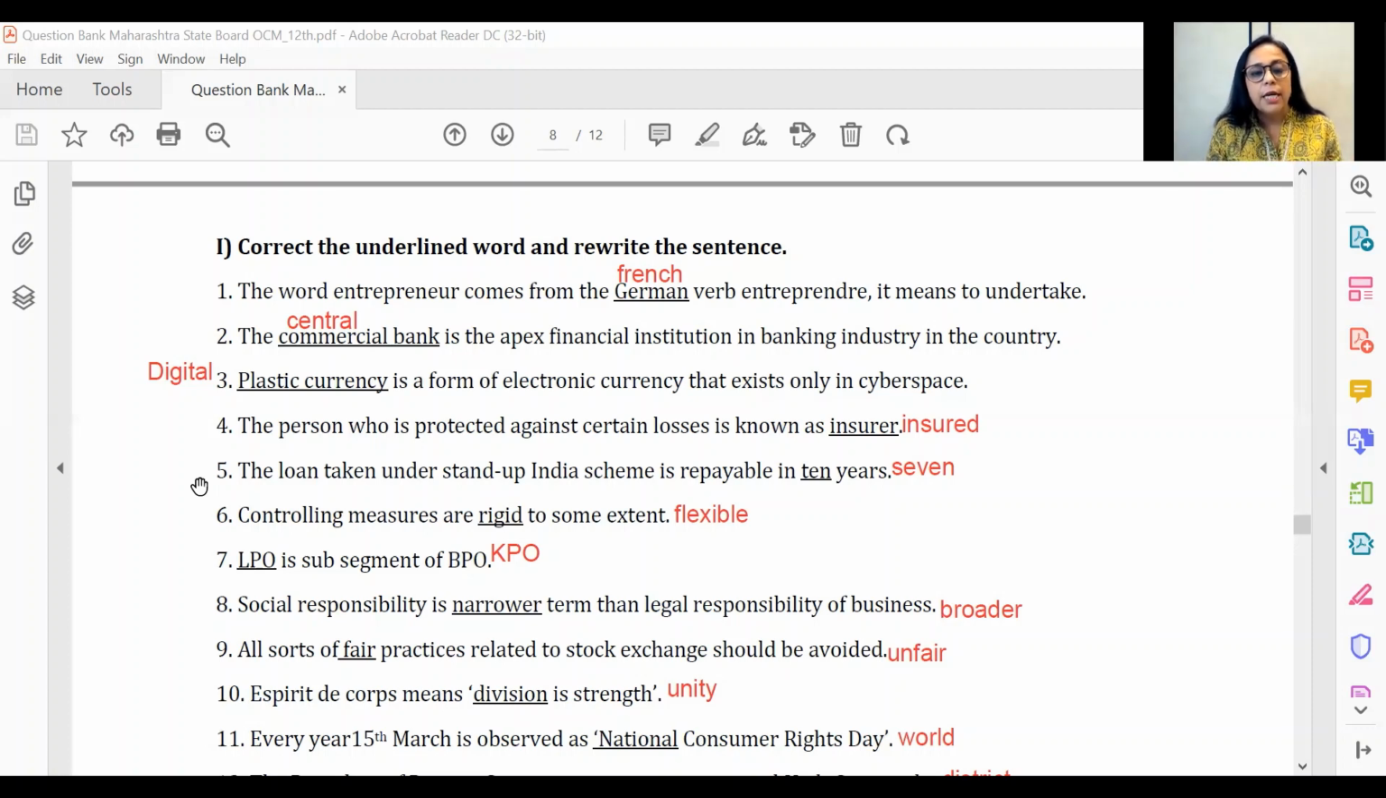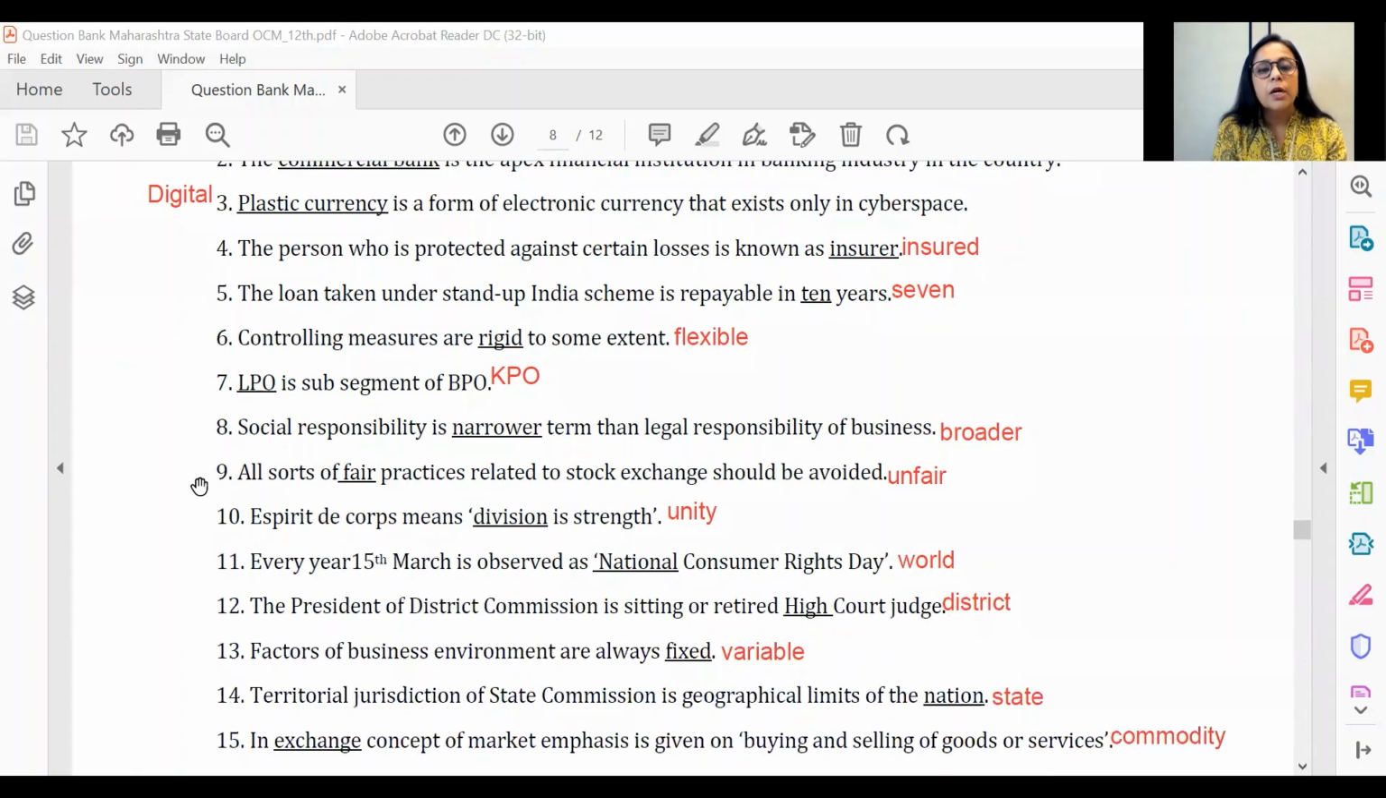Number 10, the 14th principle of management by Henri Fayol, esprit de corps, means division is strength. The word division is underlined. The opposite to that is unity is strength. All right. In the textbook, the word is union is strength. It's actually a mistake. It is unity is strength. You may write union or unity. You will be given marks for both.